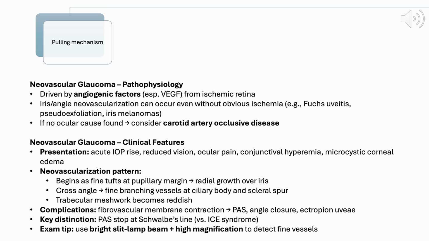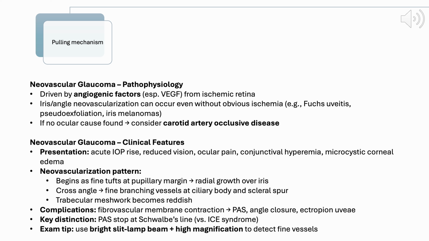Clinically, patients present with an acute rise in intraocular pressure, decreased vision, significant ocular pain, conjunctival hyperemia, and often microcystic corneal edema. The neovascularization pattern is fairly characteristic. It typically begins as fine tufts of vessels at the pupillary margin, then extends radially over the iris, and eventually crosses the angle with fine branching vessels at the ciliary body and scleral spur. The trabecular meshwork often takes on a reddish appearance.